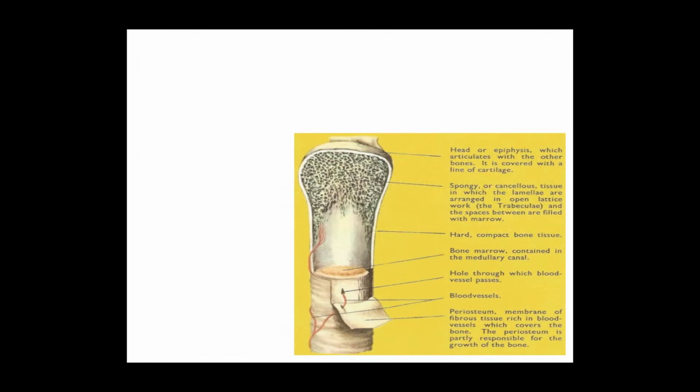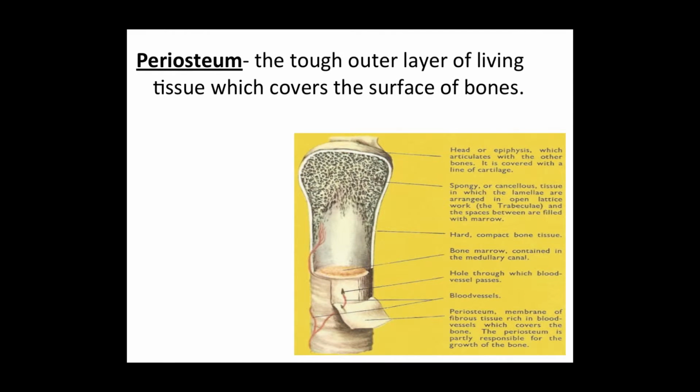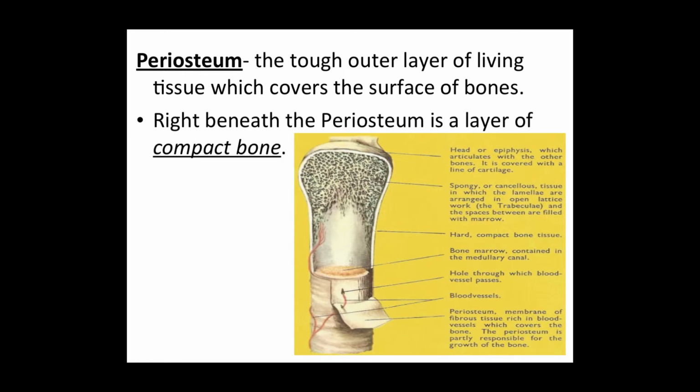Let's start with the periosteum. It is a tough outer layer of living tissue which covers the surface of bones. In fact, right beneath the periosteum is where we find that hard, white layer that we associate with bones, called compact bone. But at the very top, we have this very thin layer of living tissue. I mean, there are blood vessels. There's blood inside the periosteum. It is very much alive and part of the bone.